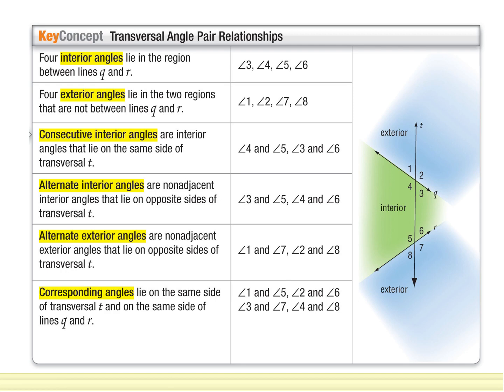Okay, now we're moving on to alternate exterior. Ask yourself about the parallel lines. Where are the angles at compared to the parallel lines? They're outside, so that'd be exterior. And then look at the transversal. Are they on the same side or opposite sides? They are on opposite sides, so it's alternate exterior. It is outside because both angles are on the outside of the parallel lines.